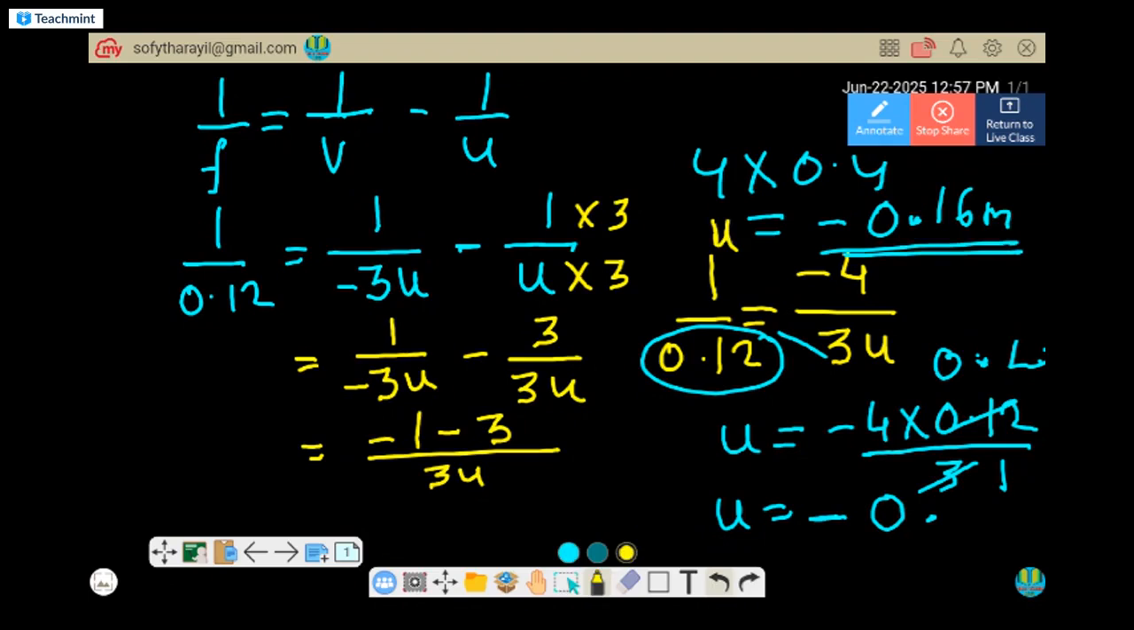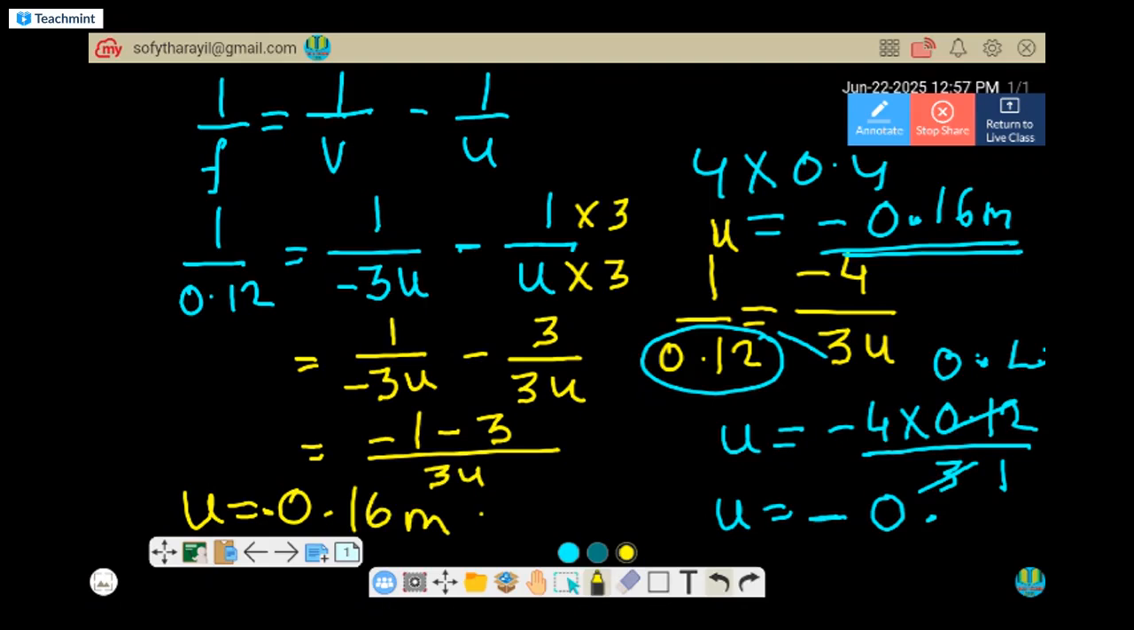So here you don't have to find the value of v, because in the question they've only asked you where the object is supposed to be placed. Once you get that u, you can end your answer, and make sure you put that negative sign. And you can always add one more statement that the object is kept 0.16 meter in front of the lens. That's always a good ending statement you can write about the object distance.